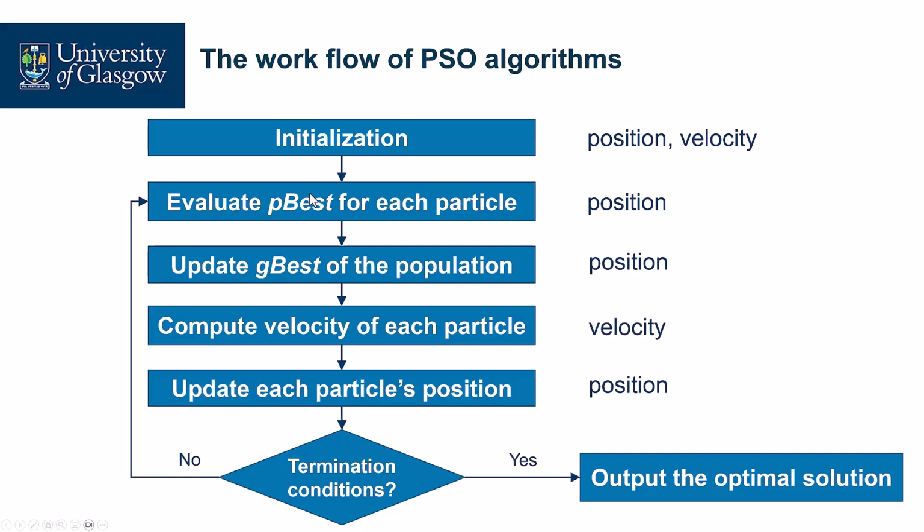And then we update the g-best of the population. So the best position in this population is the g-best. And this one is updated iteration by iteration. Then we come to here. We need to compute the velocity of each particle and update each particle's position. So these two steps will generate new candidate solutions. Okay. So these are the keys. And this is what this session will talk about.